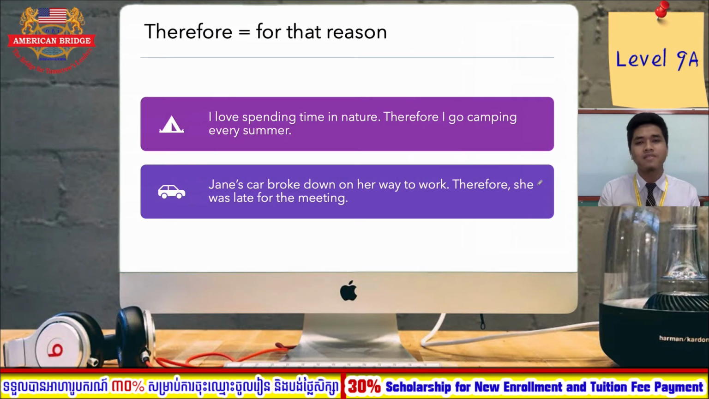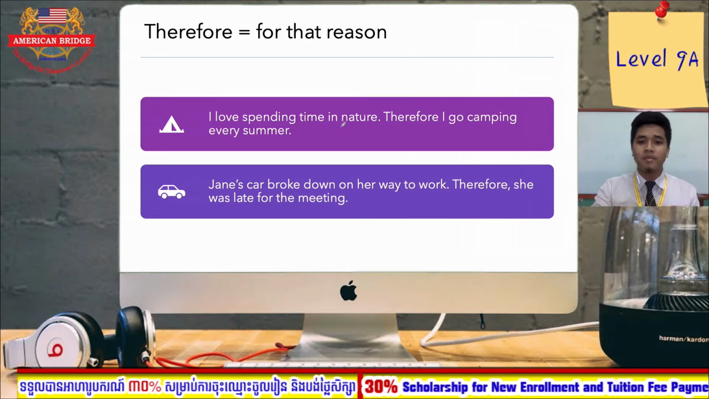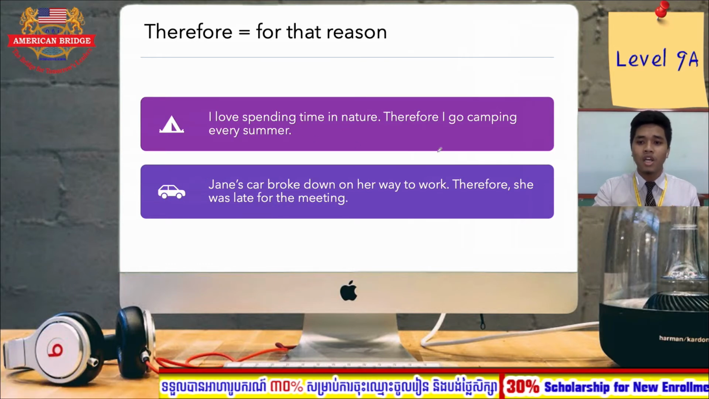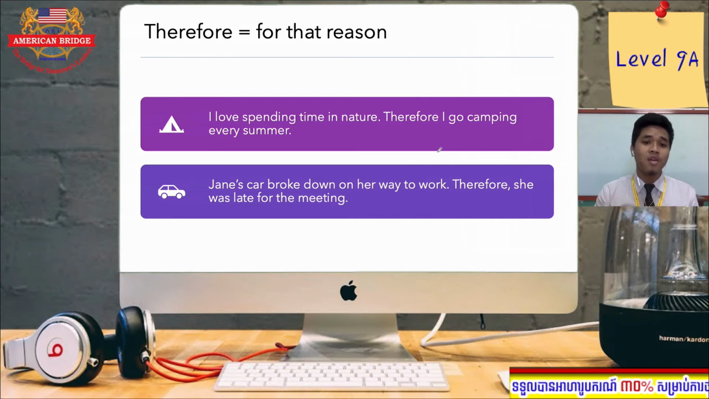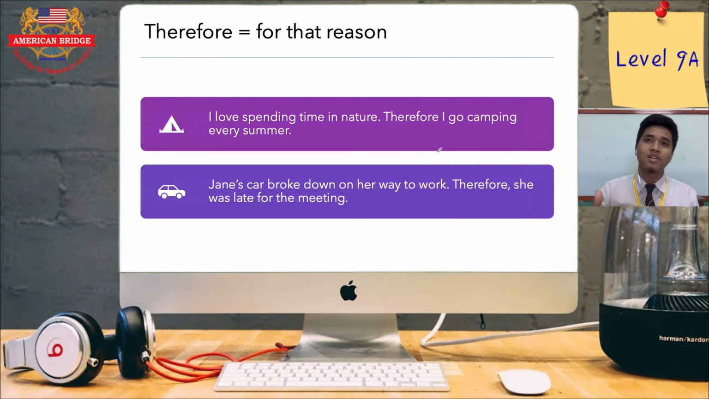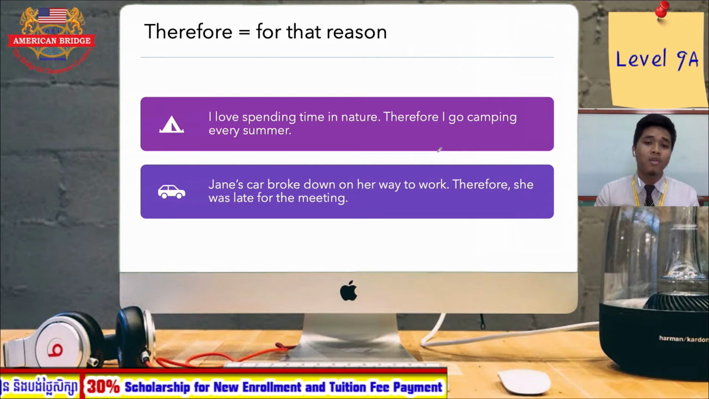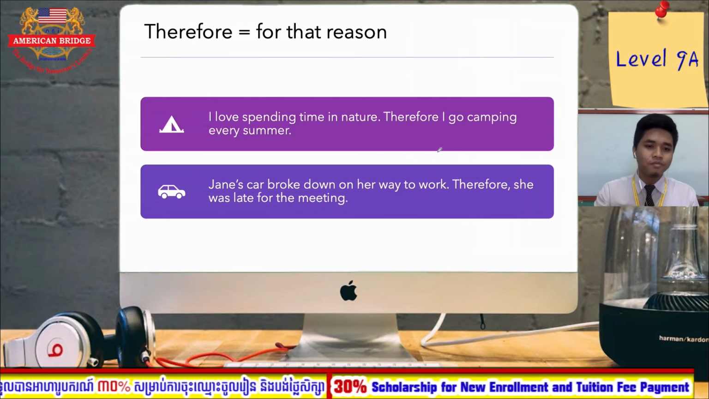And this word has the same meaning as the words "for that reason." So look at the example. I love spending time in nature. Therefore, I go camping every summer, which is for that reason, or as the result, as the consequence of this, I go camping every summer.